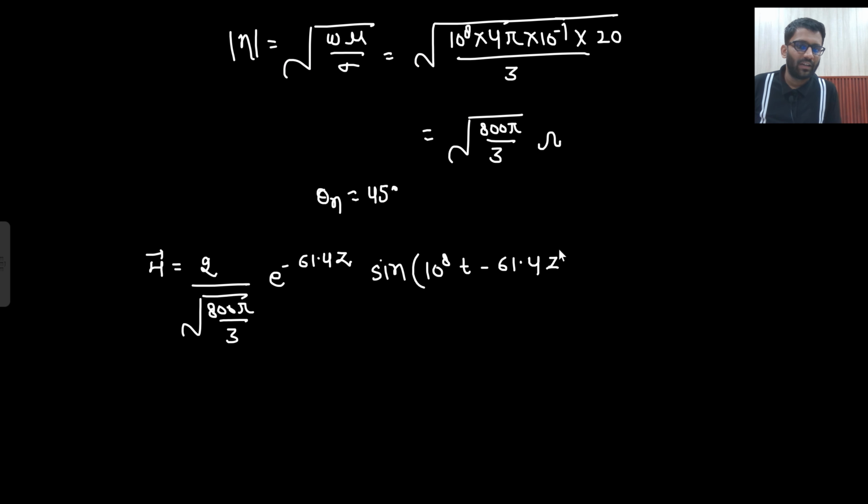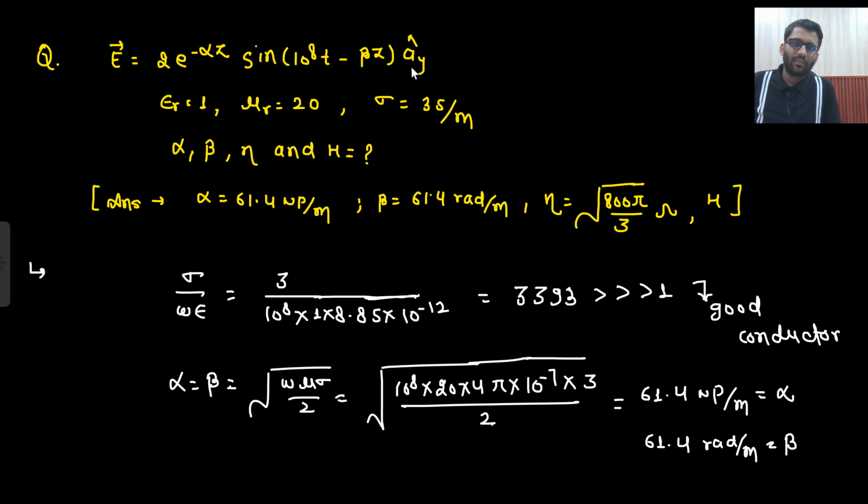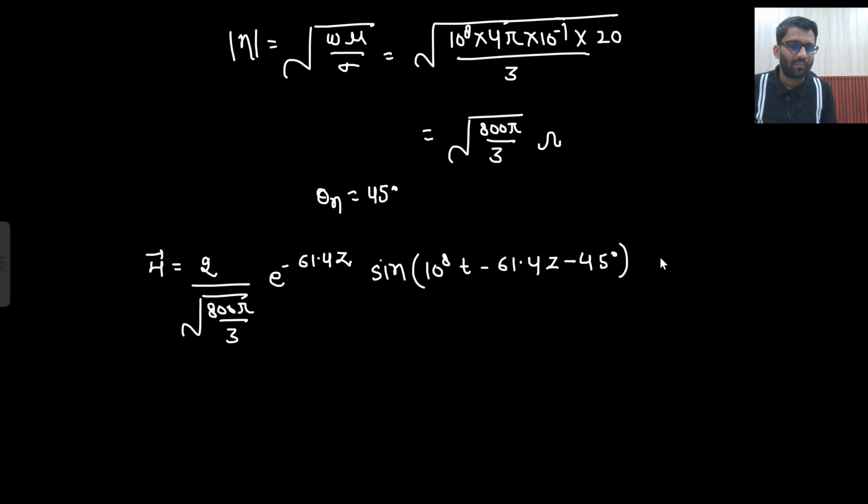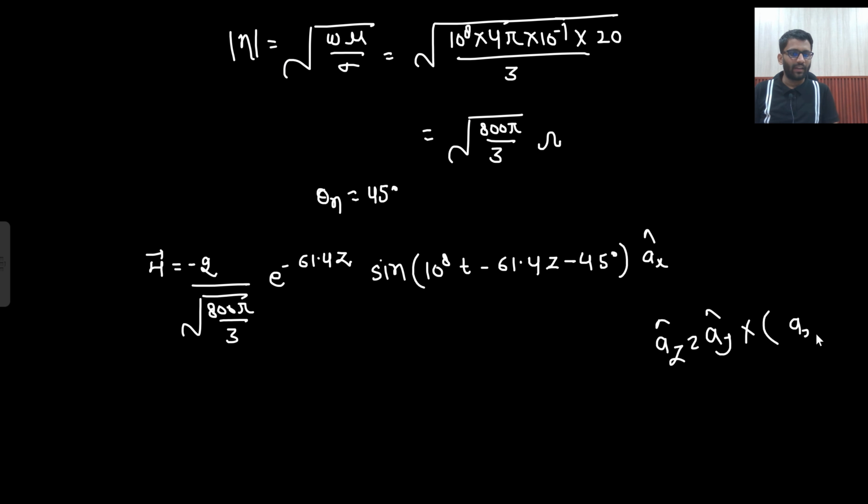Is that complete? No. There will be a phase difference as well, because here you have written only the magnitude. So here you will subtract the phase difference, minus 45 degrees. This is your z, this is your y, so it will be in the minus ax cap direction. You can calculate it. Why minus ax cap? Az is equal to ay cross something. Y cross x will give you minus z, but you need plus z, so you need to put the minus sign. So this is the expression of H.